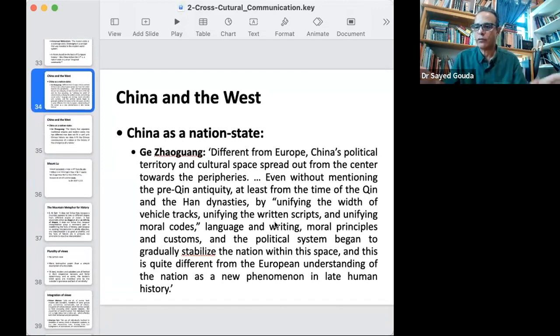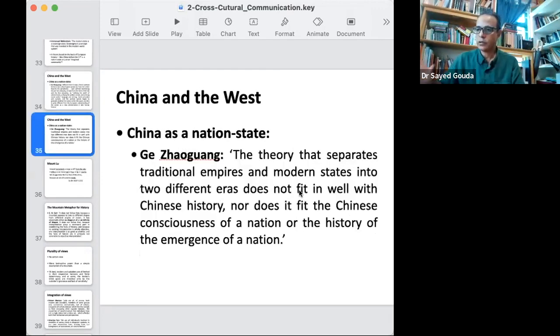By unifying the width of vehicle tracks, the written scripts, and moral codes, language and writing, moral principles and customs, and the political system began to gradually stabilize the nation within this space. And this is quite different from the European understanding of the nation as a new phenomenon in late human history. Okay, this is a very interesting and very powerful argument. I also suggest you get this book and read it if you are interested.